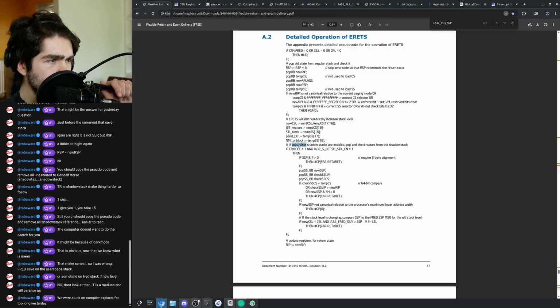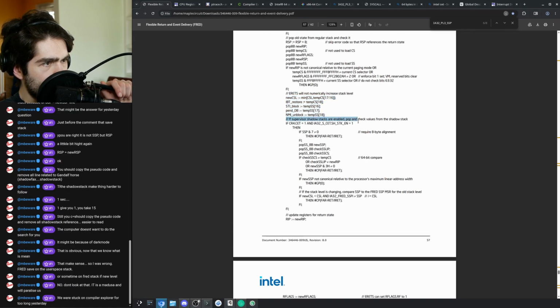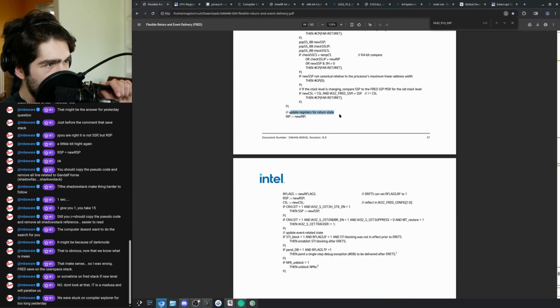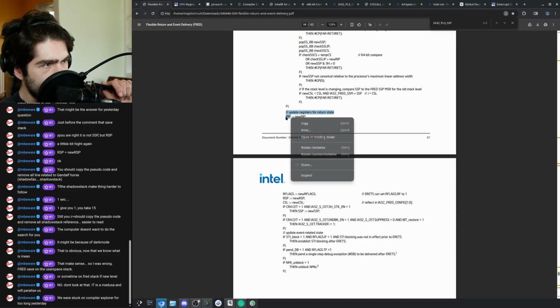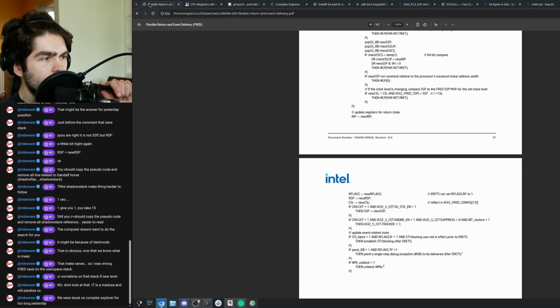Restore, okay, I guess we're just restoring things. If shadow stacks are enabled, pop and check values from the shadow stack. So we're doing the shadow stack magic over here. Let's skip it. Update register from return state. We were stuck on Compiler Explorer for too long yesterday. Update register from return state: new instruction pointer. Yeah, that's the instruction that we're looking at currently.